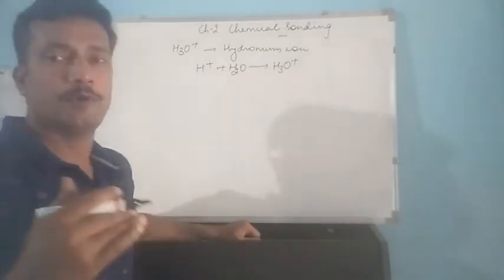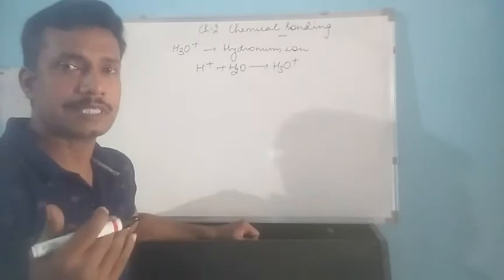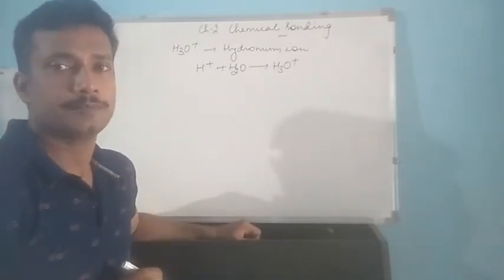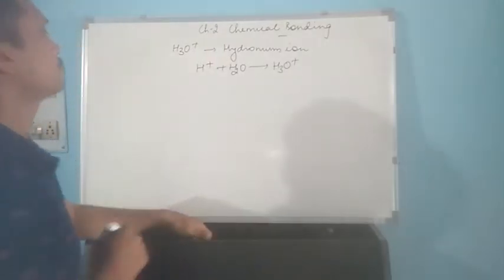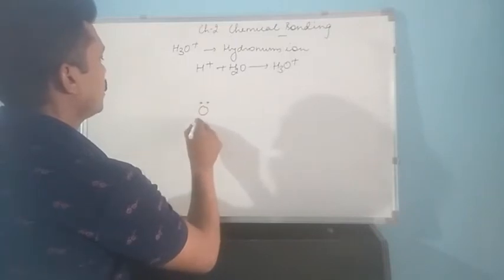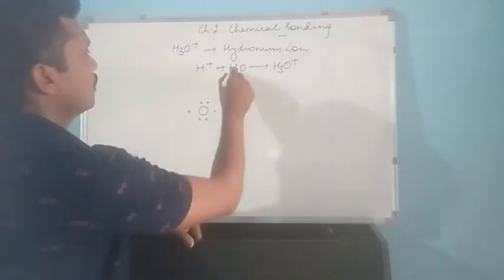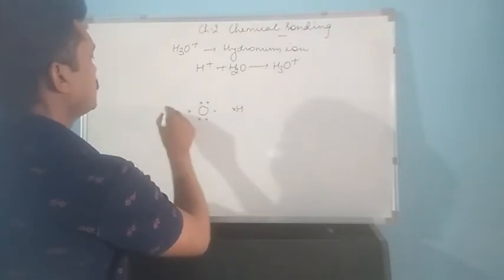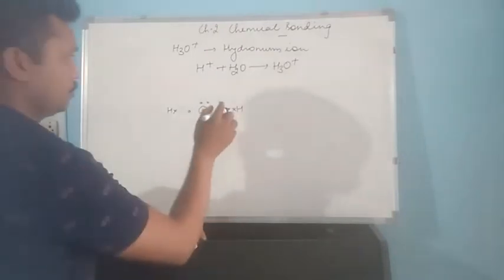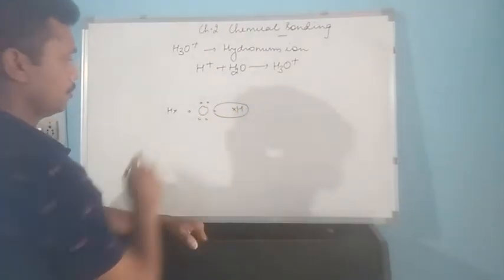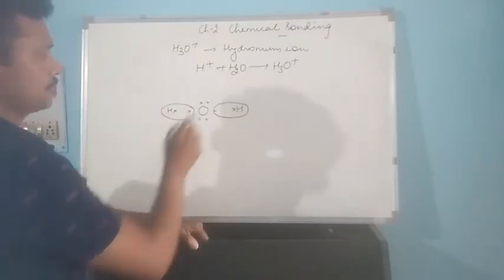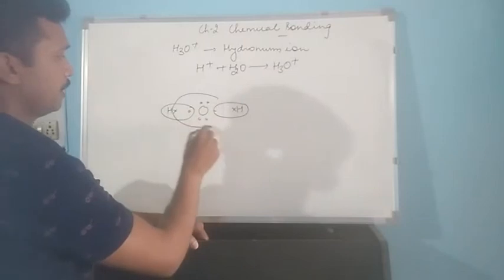Now let us see, with the help of an electron dot structure, we will try to understand how this coordinate bond is formed in it. We all know the electron dot structure of water. Water has 6 electrons in the last orbit, and we have 2 hydrogen atoms with 1 electron each. Now this hydrogen atom requires altogether 2 electrons to become stable. Oxygen 6, 7 and 1, 8.